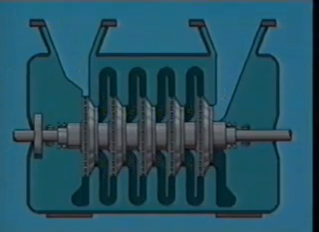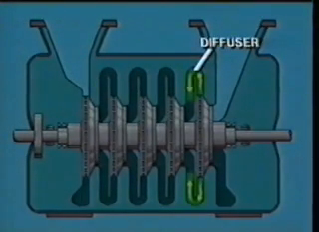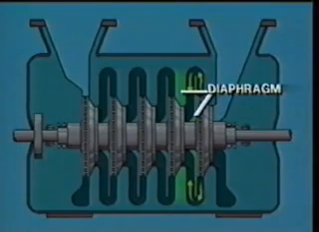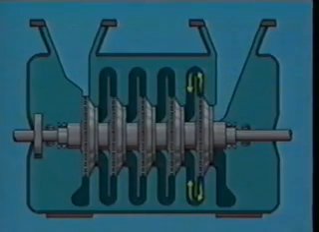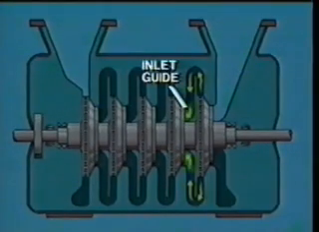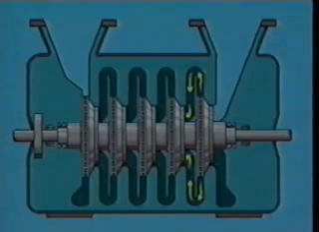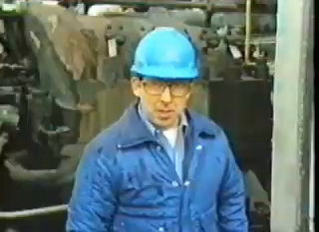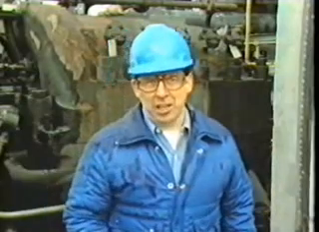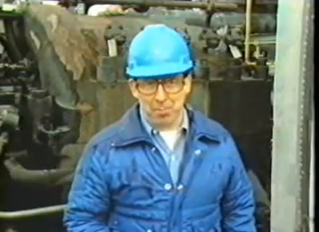In multi-stage compressors, the gas leaving an impeller of one stage flows through its diffuser and around a diaphragm. It is then directed by the inlet guide into the eye of the next impeller, where once again pressure is increased. By now you should have a fairly good understanding of how centrifugal compressors do their job.